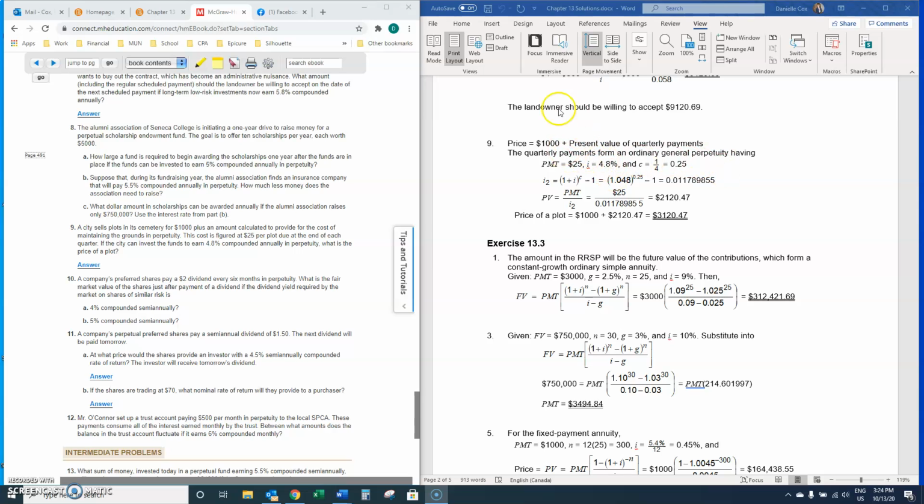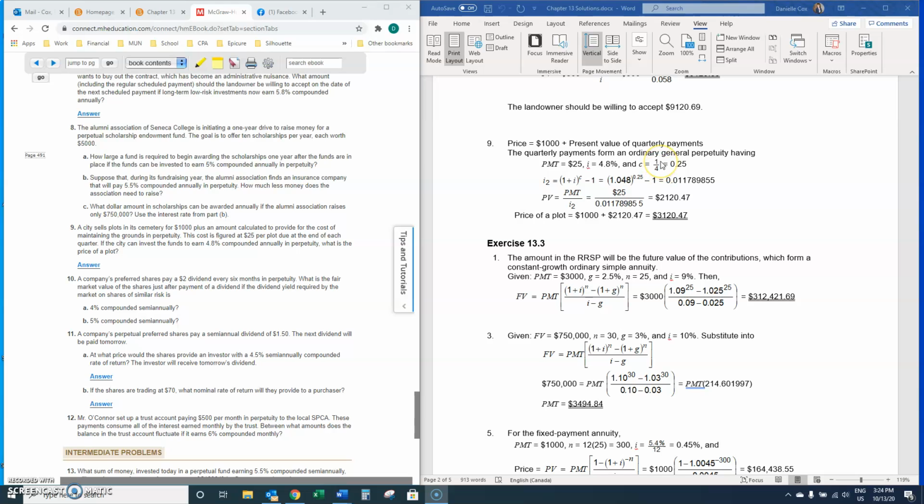So we have to go a step further than you had to go in the other questions. The payment is $25. I, which is the interest rate, is 4.8%. But because our payment and our compounding are different periods, we have to do the extra step. So C equals the number of compoundings over the number of payments.